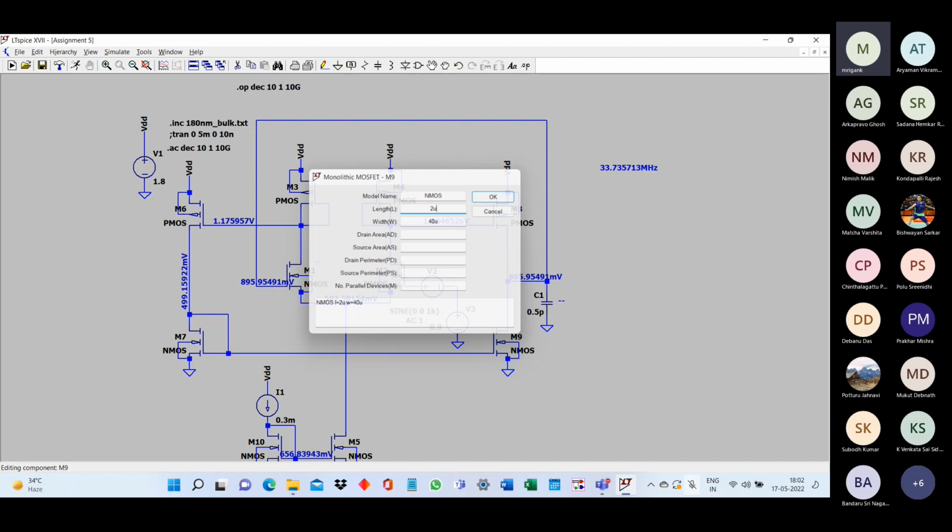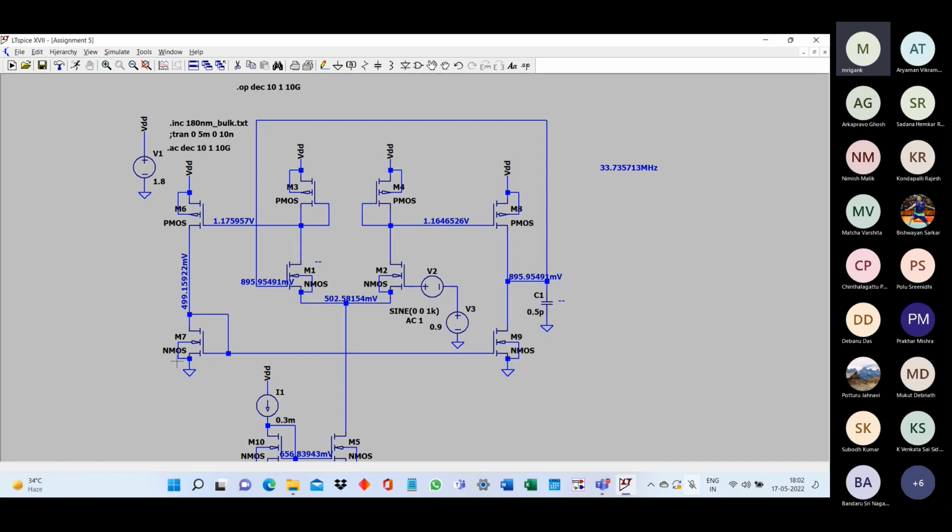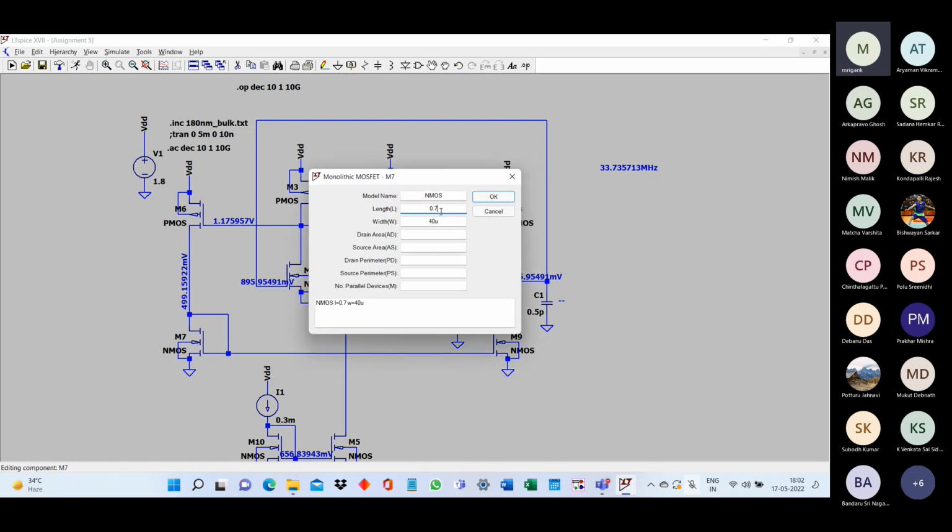So overall, if you see, we have increased the length 1.3 times. W also in the first stage we have increased almost 1.5 times. Current we have increased. Overall, we have to see what is the increase factor. Accordingly, we will get some increase in the gain. The DC points we will have to take care.